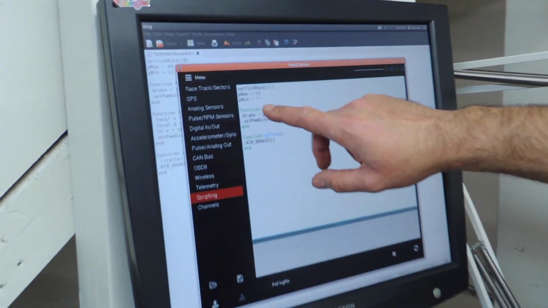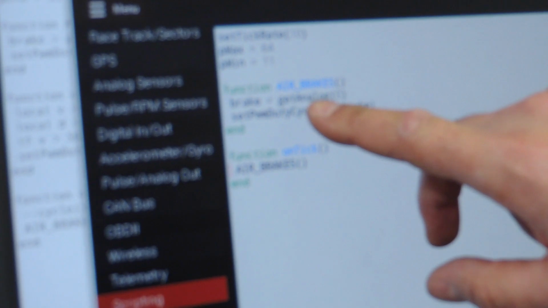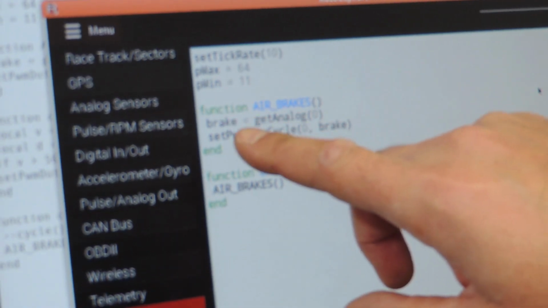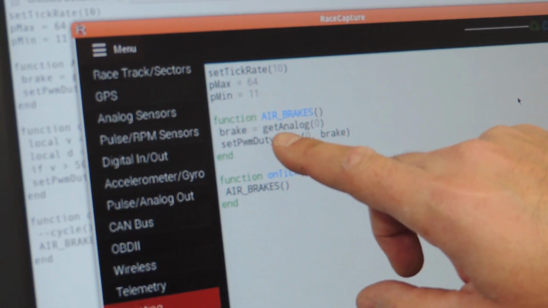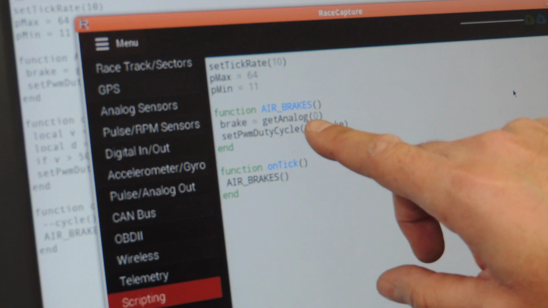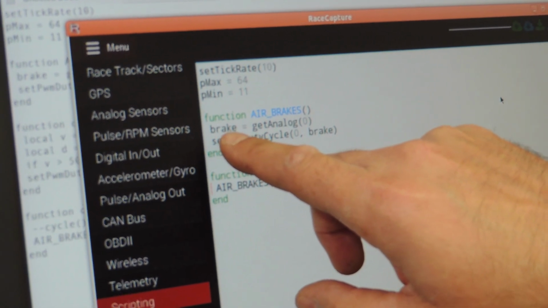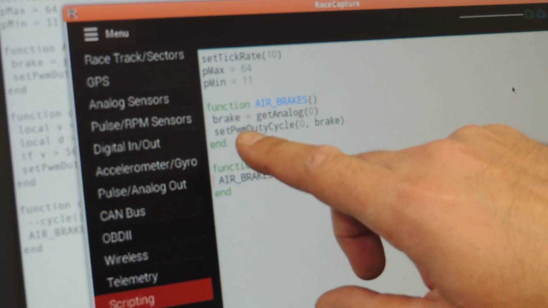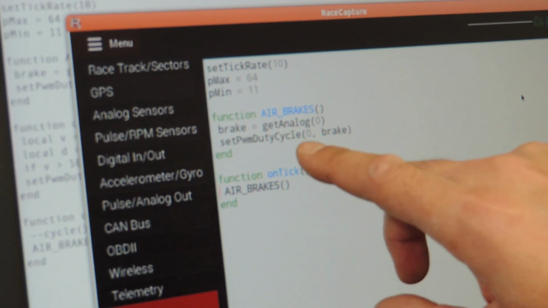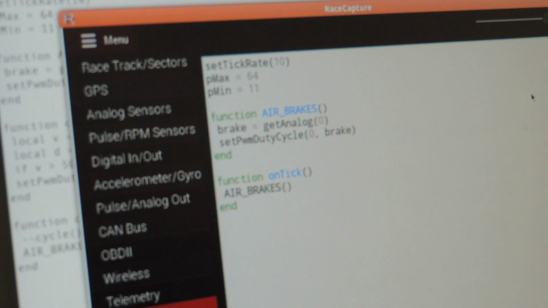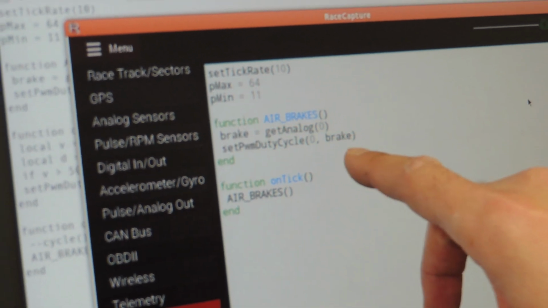And the way we did it was very simple. We mapped the input for the MAP sensor, the pressure sensor, to a single value between 11 and 64 here. All we do is read the analog value from the analog sensor input, put it in a variable called brake, and then we do set PWM duty cycle, which sets the angle of the wing or the position of the motor arm with the same value.